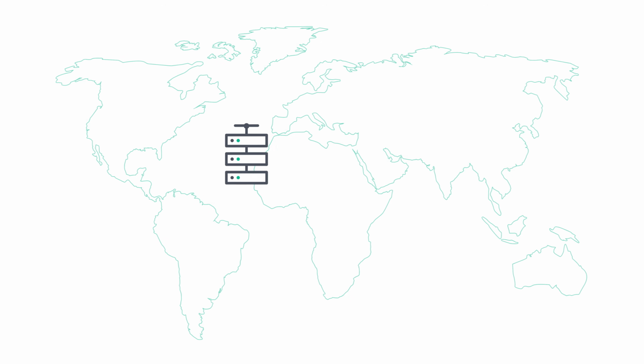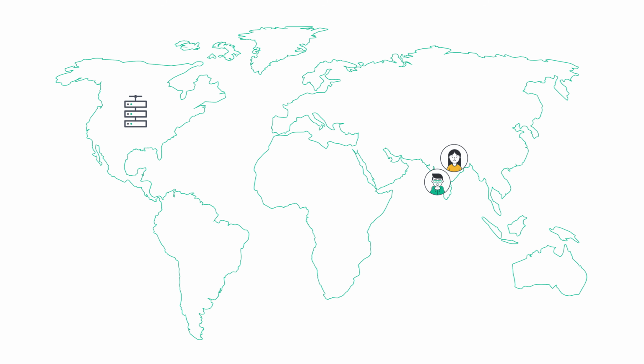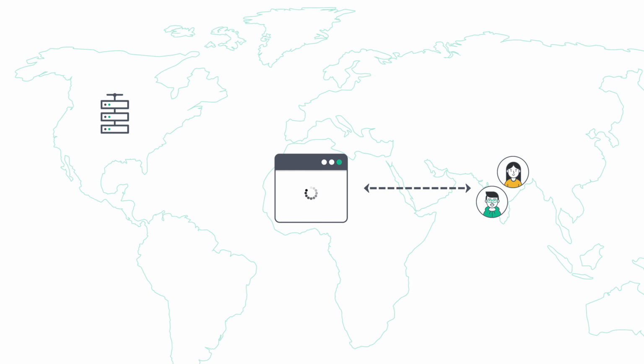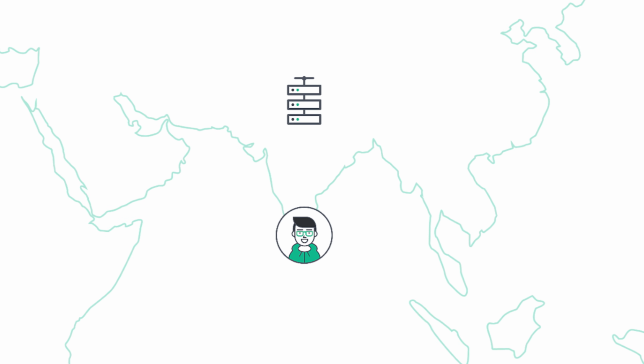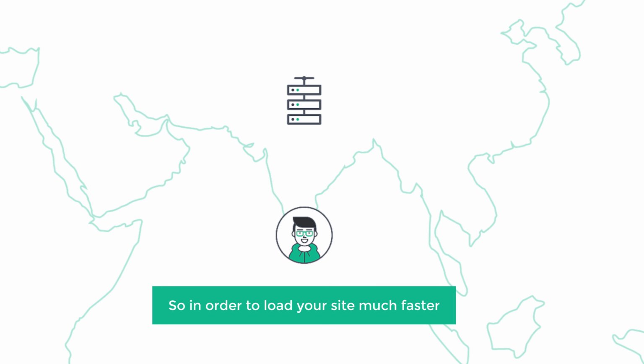Okay, once you choose a good hosting company, it is very important to select the hosting server which is closest to your visitors. Now let's say your server is in USA and your visitors are in India. Now if you try to open your site, it will take more time for the data to reach them from your server. So your site will take a longer time to load. Now if you select your server in India, when your visitors open your site, it will load much faster. So in order to load your site much faster, make sure you select the server which is nearest to your visitors.